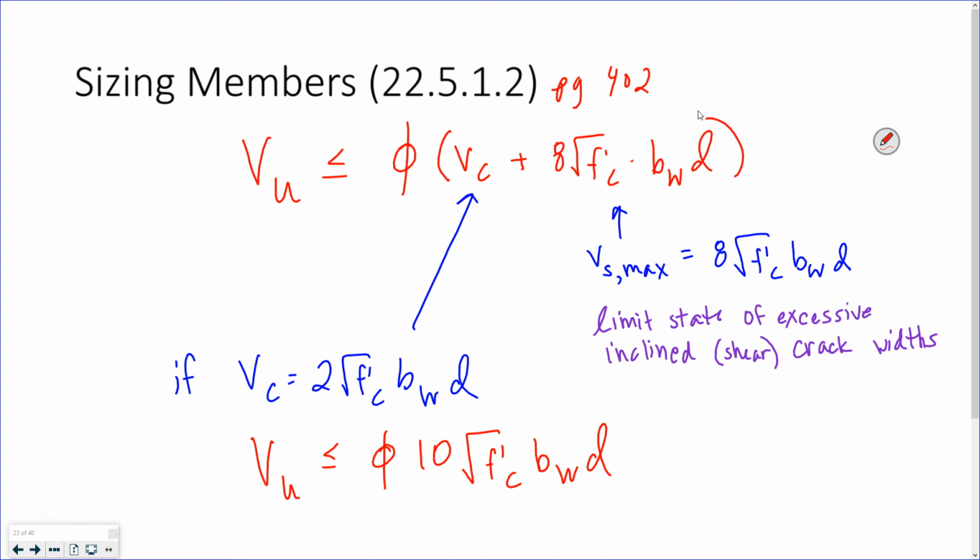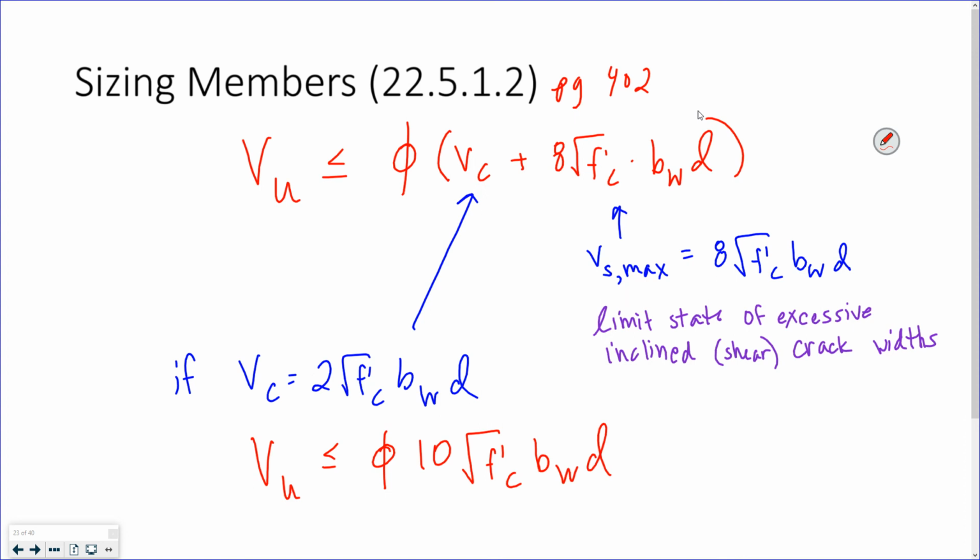So this is all in chapter 22, which is about strength and serviceability, particularly the part about shear strength, right? Earlier in the chapter is about flexural strength, and axial strength is in there too. We'll get to that in a minute.